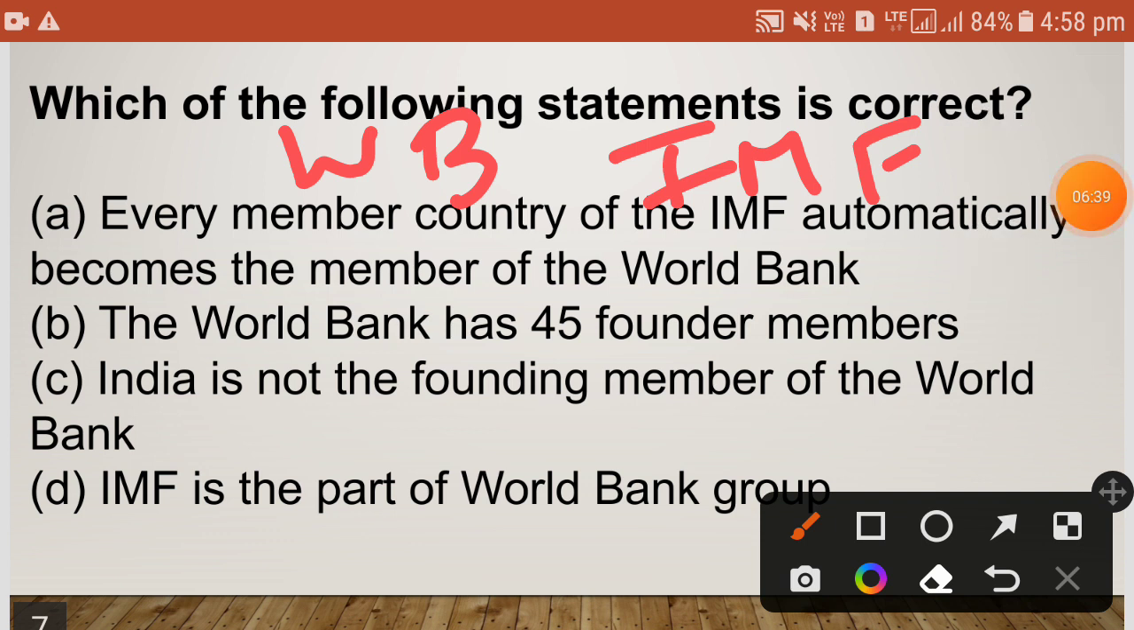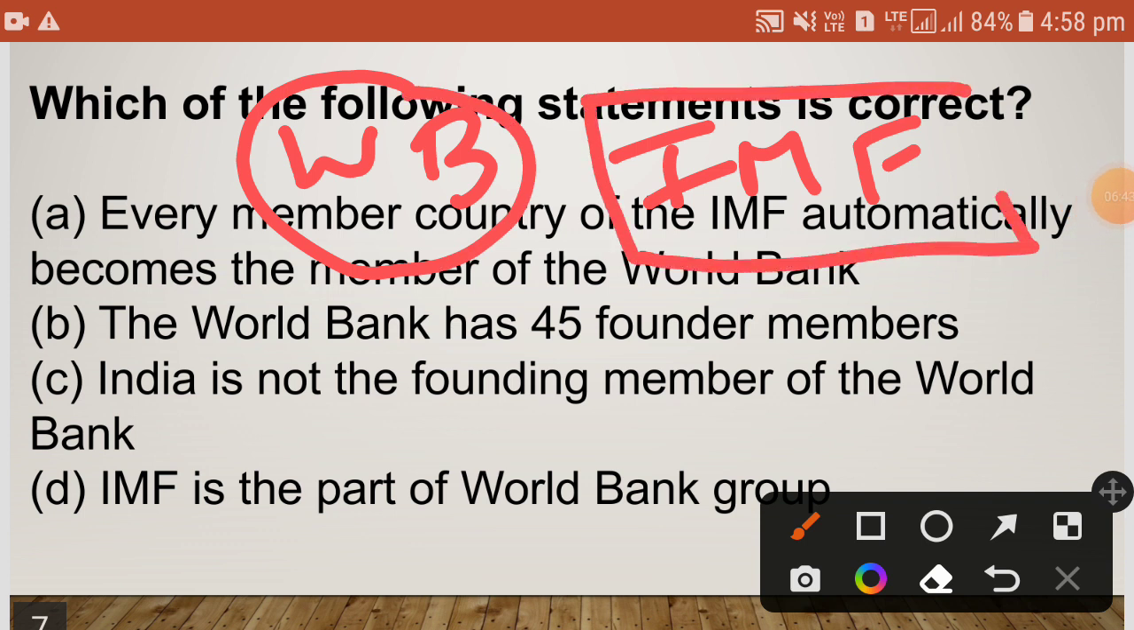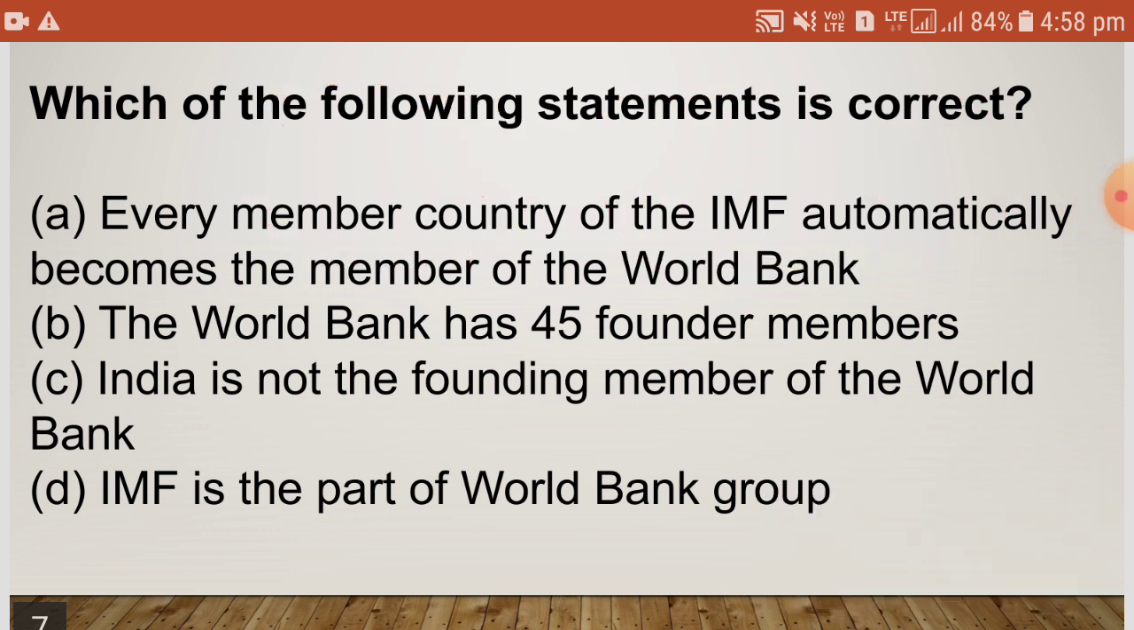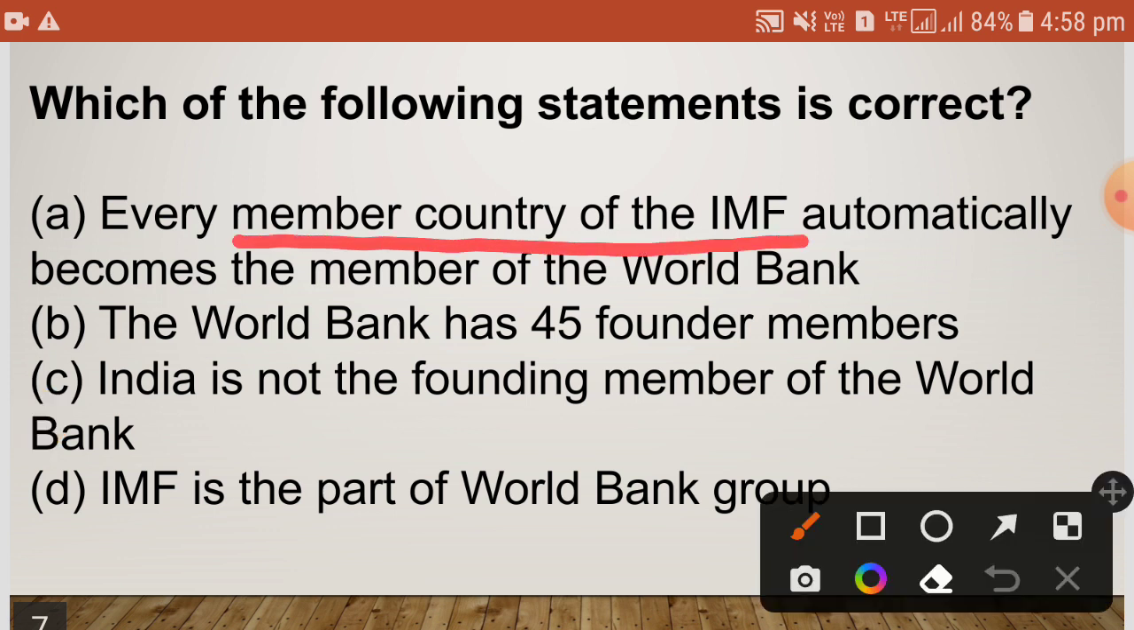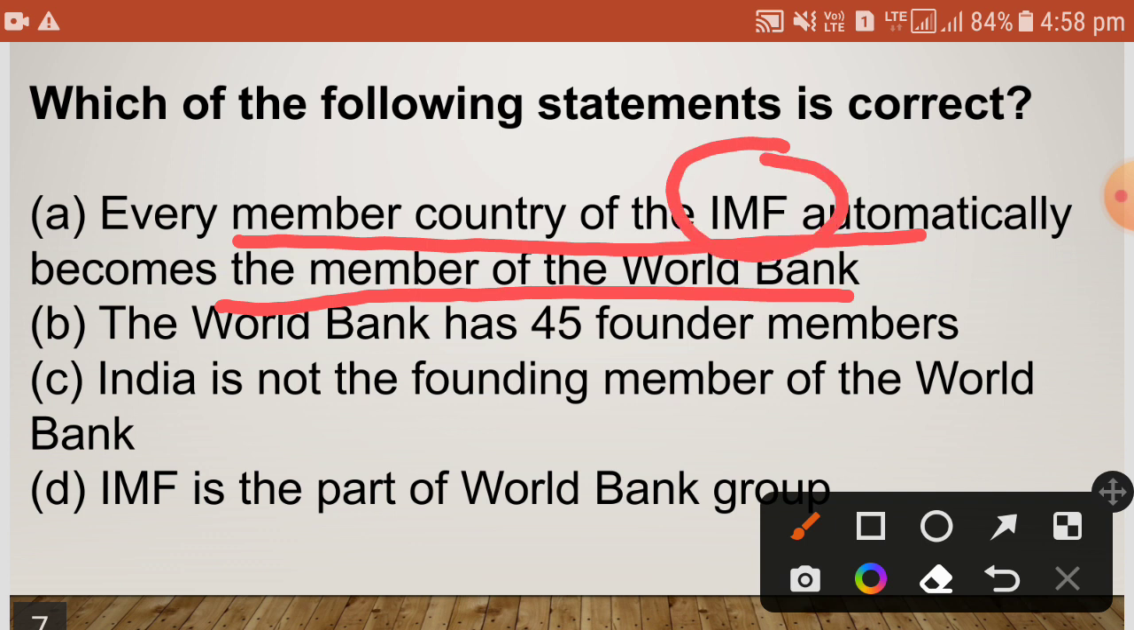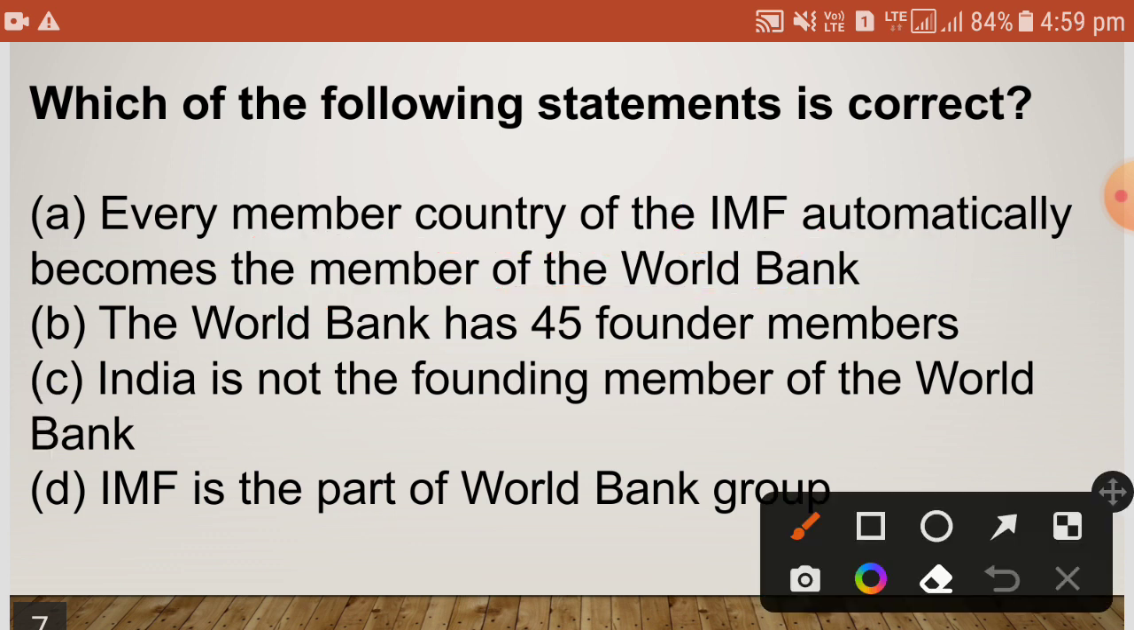To be a member of the World Bank, first you need to be a member of IMF. This is the condition. So you can see the first option itself: every member country of the IMF automatically becomes a member of the World Bank. So first you need to be a member of IMF. Now let us see the other options also. The World Bank has 45 members, 40 founding members. No, it has a lot more than that.